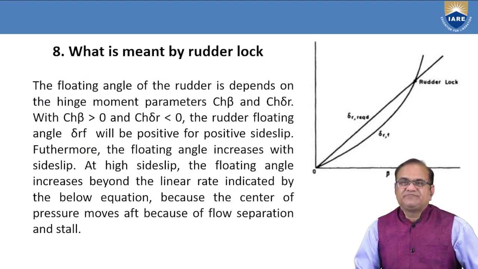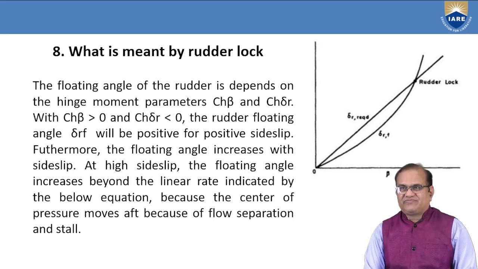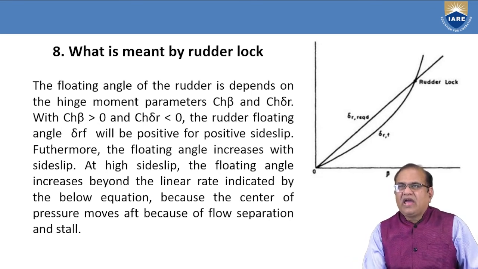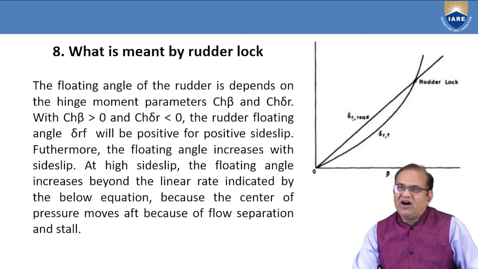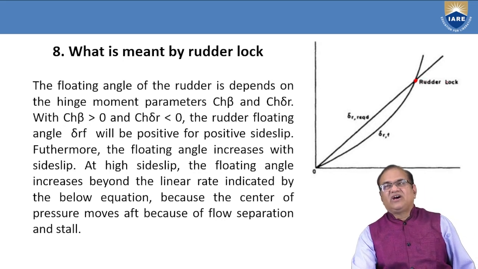Now, the next question is, what is meant by rudder lock? Here you can see that this is 0 and this is the beta angle, and delta R is the rudder deflection required. If you reach somewhere here, your rudder will be ineffective. If you apply the rudder it will not do anything, it will not give any effect. That is called the rudder lock.